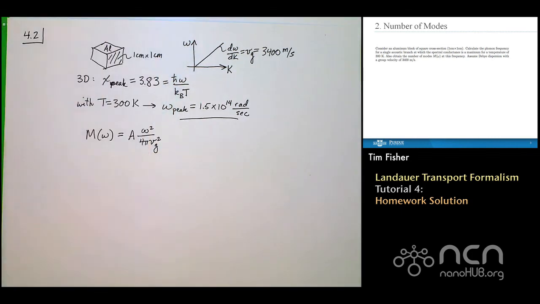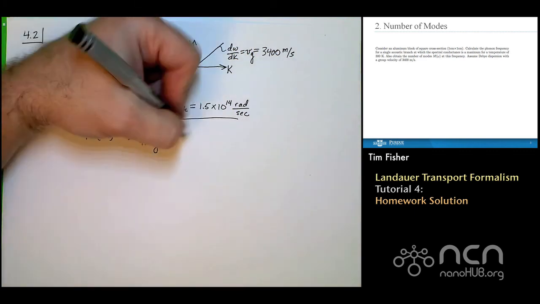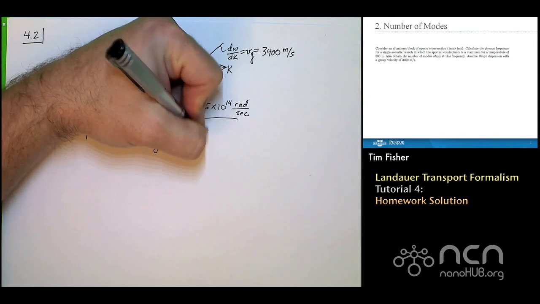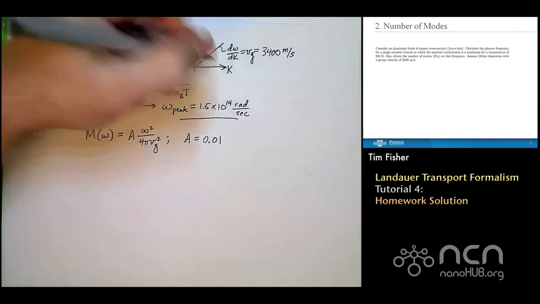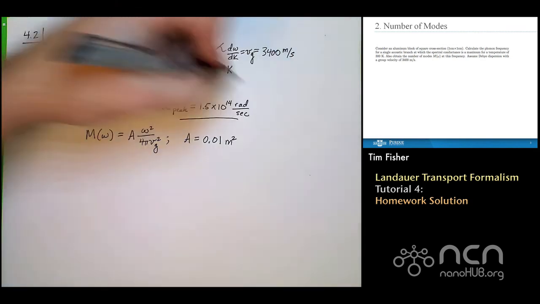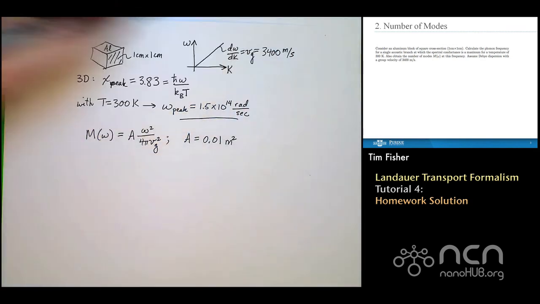So those terms there come from the product of the average velocity in the direction of interest and the density of states. So the density of states here, we've used the Debye approximation for density of states. And we know from the problem statement that the area equals 0.01 meters squared. And again, the group velocity was given above.